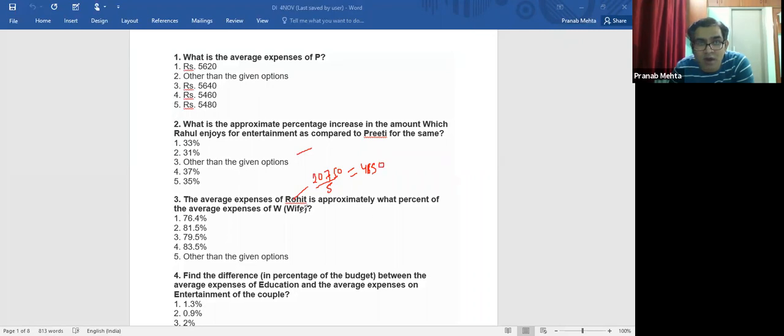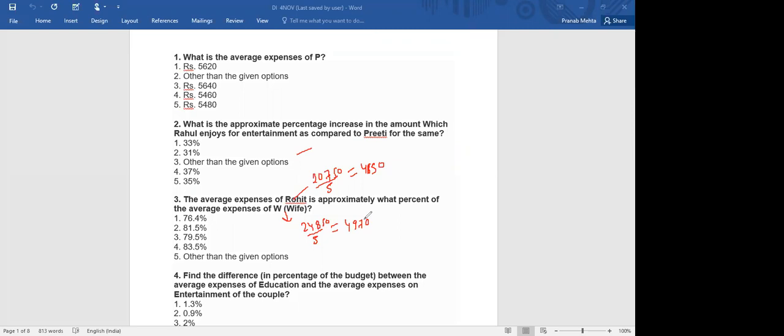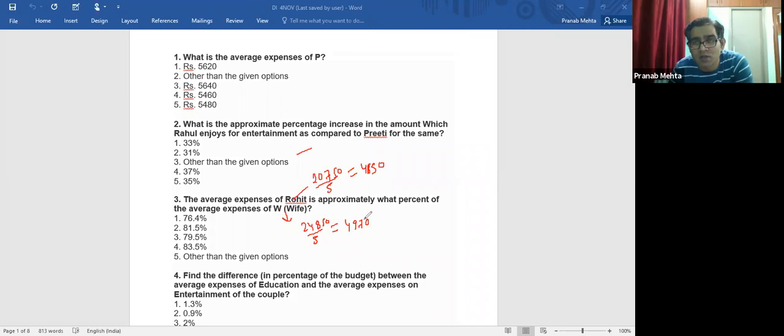Similarly, what is the average expense of wife? If you total the expense of wife, you will get 24,850. That divided by 5, because we are talking about the average expense of wife, gives 4970. Now, I told you it is wrong here; it is 20,750.